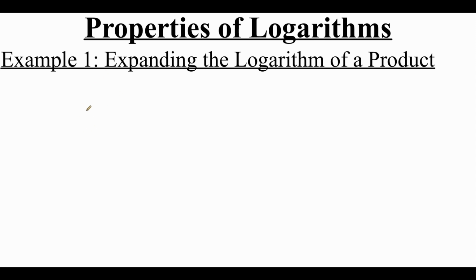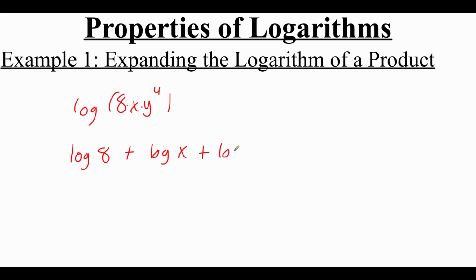So we're going to look at log of 8xy to the fourth. Now there's no operation written in here, so that means we're multiplying these things together. So we've got 8 times x times y to the fourth. The product property said that if we have multiplication happening, then we're allowed to split this one logarithm up into separate logarithms. So I can make this log of 8 plus log of x plus log of y to the fourth.